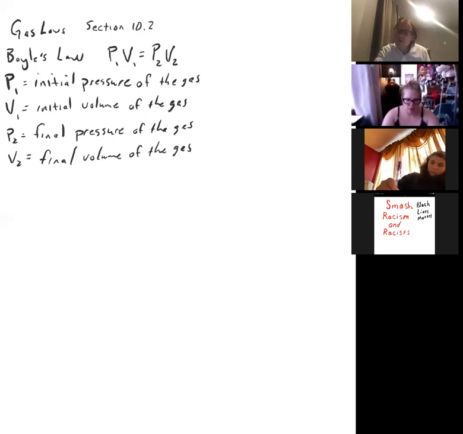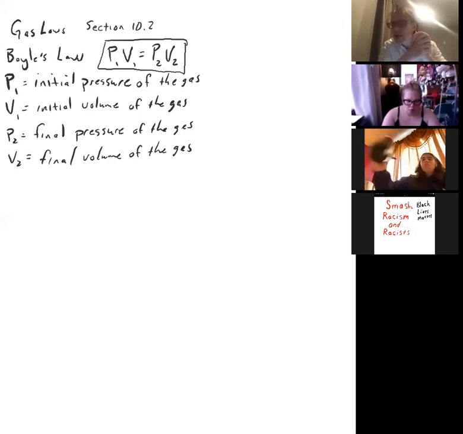Okay. And what we're claiming here is that gases obey this very simple relationship. What it says is if you take the initial pressure of the gas and multiply it by the initial volume of the gas, that will be equal to the final pressure times the final volume. So the product of the pressure and the volume. Another way of saying this is that the product of the pressure and the volume of the gas is constant.